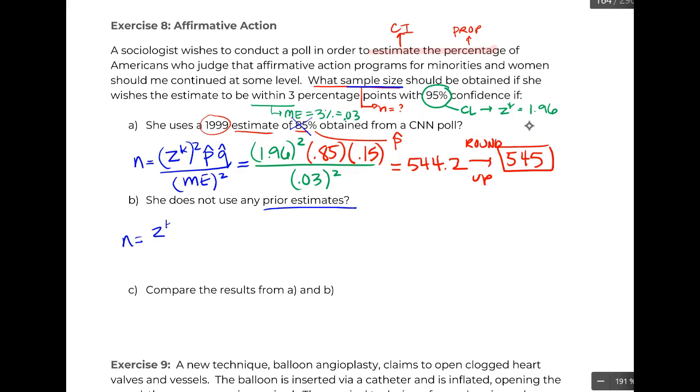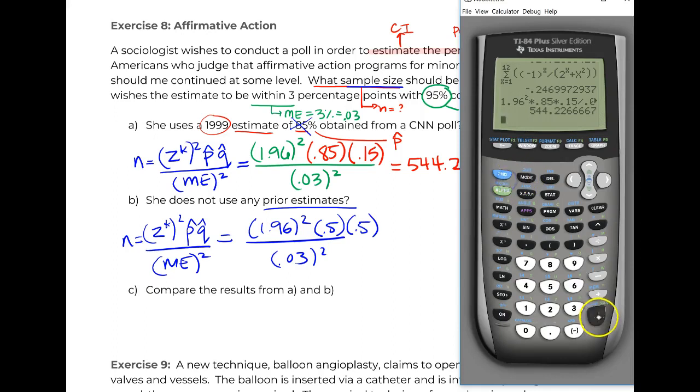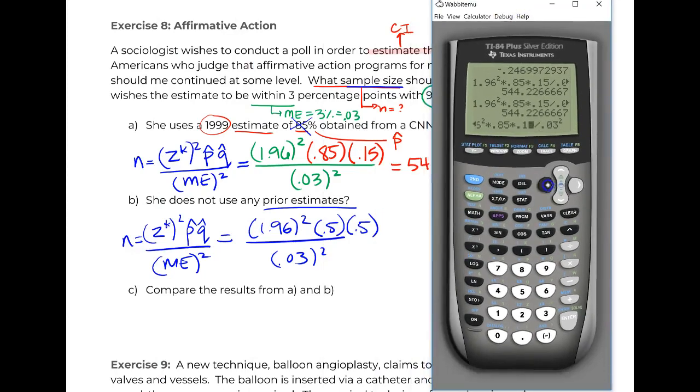Same formula. We still have the 1.96. We haven't changed our confidence level or anything else. We still have our margin of error of 3%. But now we're going to use that 0.5. I'm going to say, okay, if I don't know p hat, I got to use a p hat. I'm going to use 0.5. And watch what happens. I'm going to bring back this calculation. And I'm going to change the 15 to a 50 and the 85 to a 50.